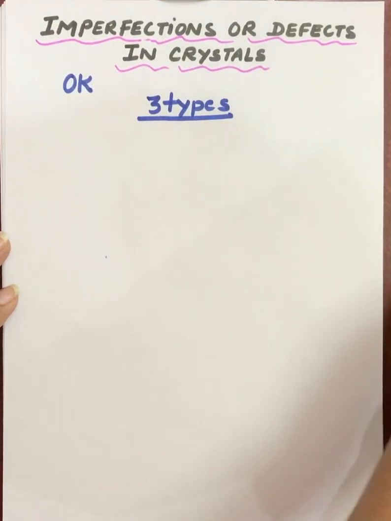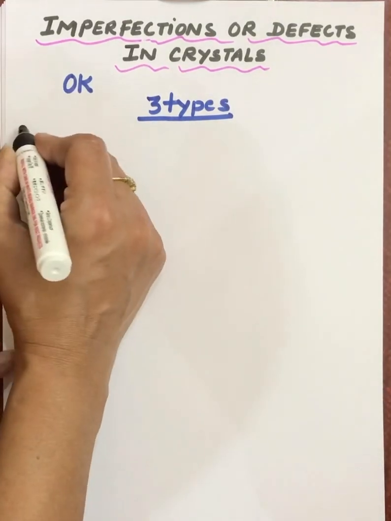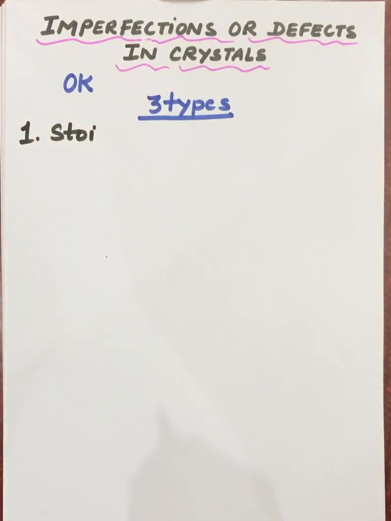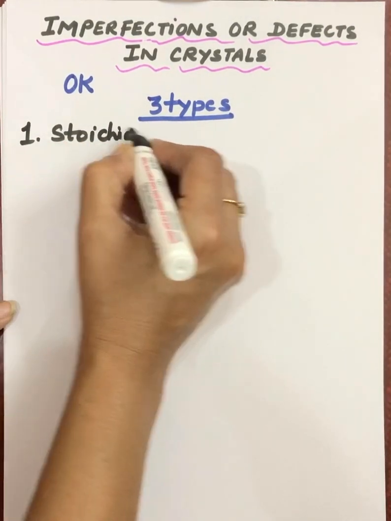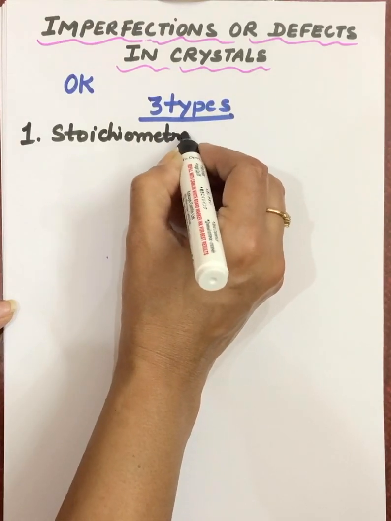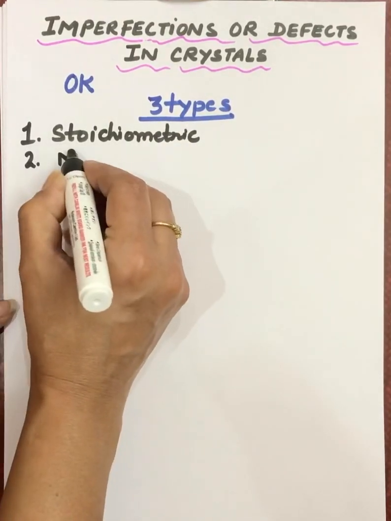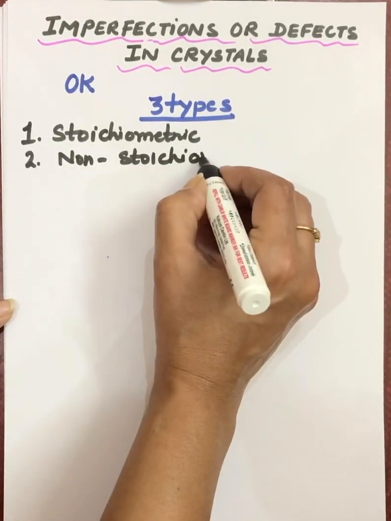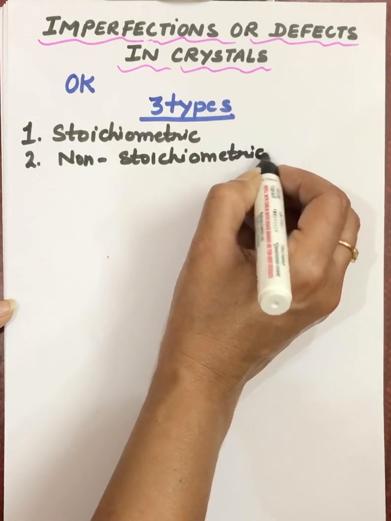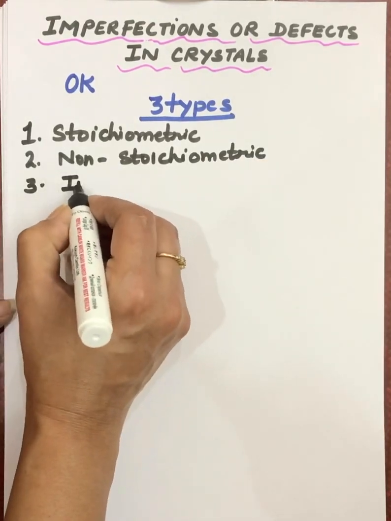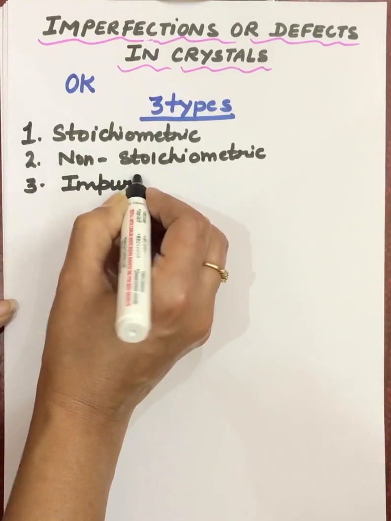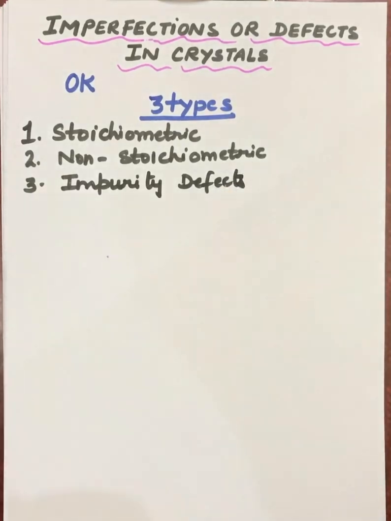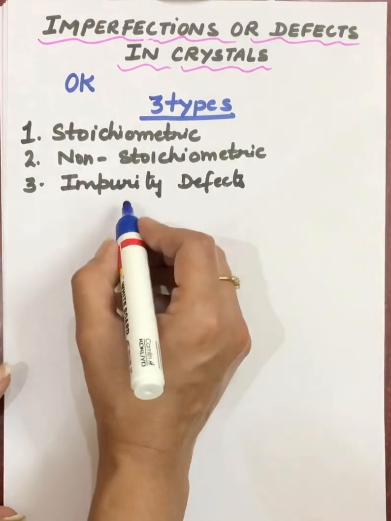These defects are, first one is stoichiometric defect. Second is non-stoichiometric defect. And third type of defects are impurity defects. So we are taking first of all stoichiometric defects.